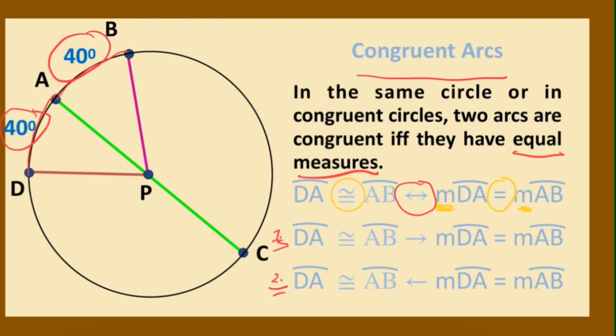So it could be that the measurement of arc DA is equal to the measurement of arc AB, or the other way around. Meaning, if they're congruent, their measurements are equal. If their measurements are equal, then they are congruent. That's what this slide means.